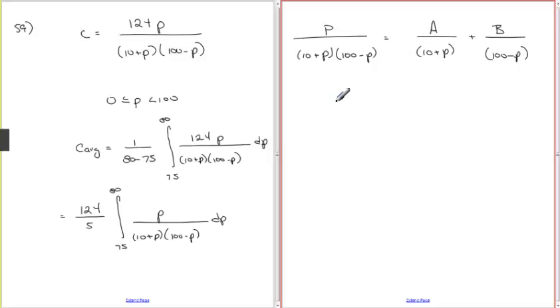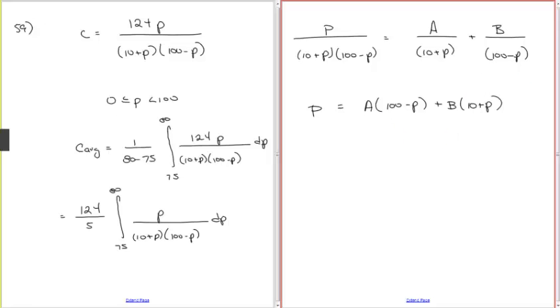Well, we find a common denominator, so we multiply this fraction by this in both the numerator and the denominator, and this fraction by this in the numerator and the denominator, but we can just do a cross product when we have two terms. So we have p on the left-hand side. On the right-hand side, we have A times (100 minus p), and then B times (10 plus p).